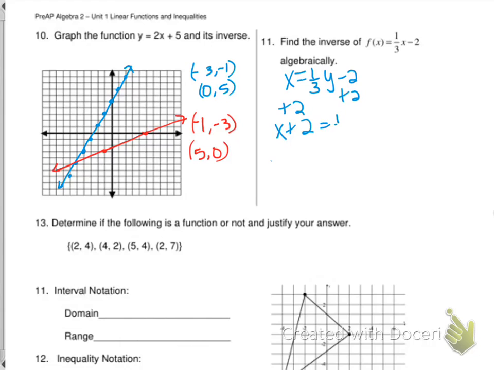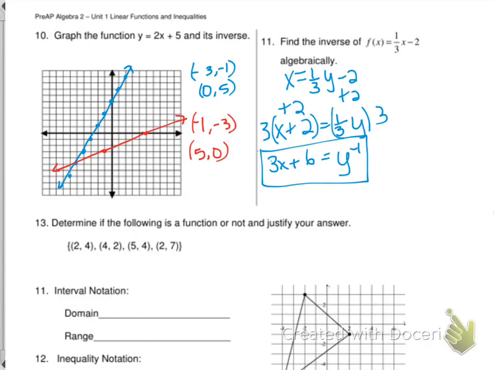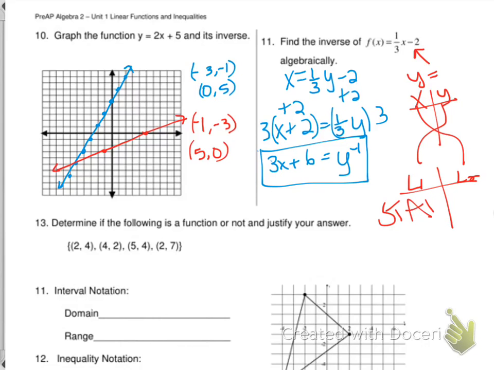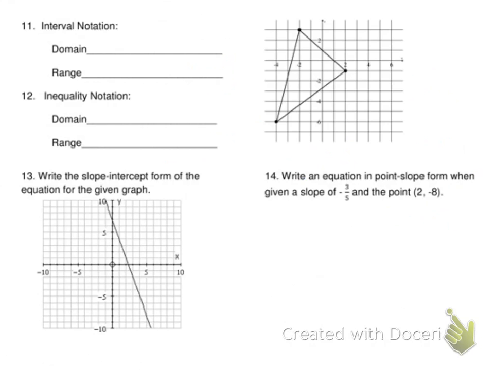X plus 2 equals 1/3 y, multiply by 3 over 1. 3x plus 6. Okay, you could also do that in your calculator. You could also put this into y equals, get some x's and some y's, split them and put the y's in L1, the x's in L2, and do a stat. You would have gotten the same answer. Both would have worked.